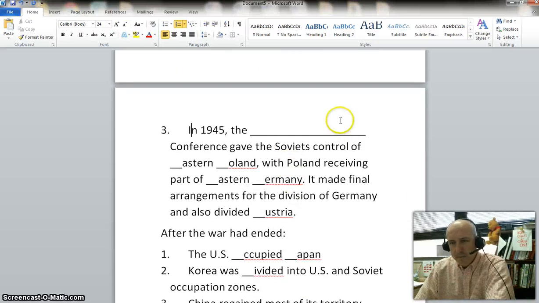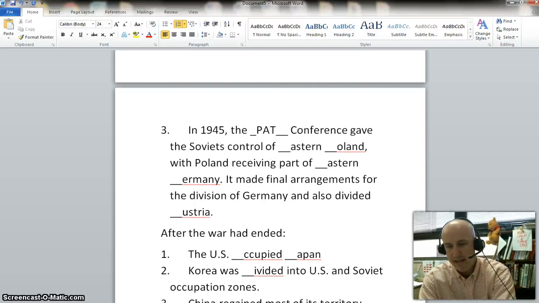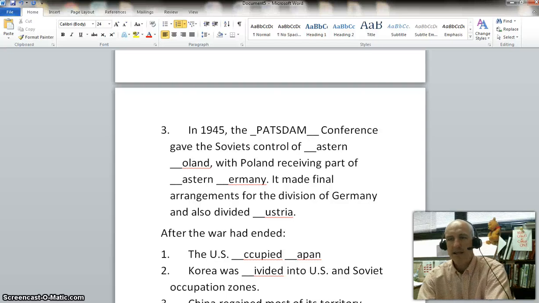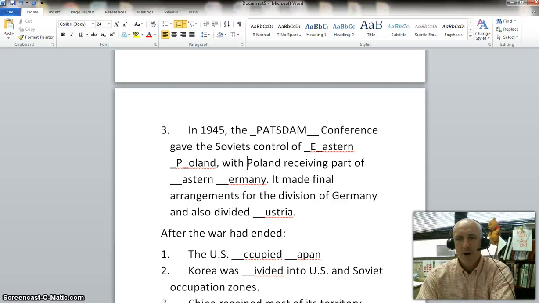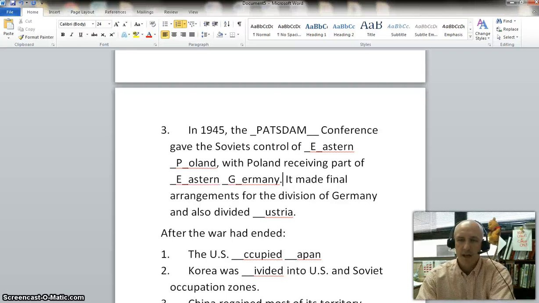Very good. Our next peace plan is going to be at what's called the Potsdam Conference. It gave the Soviets control of Eastern Poland. The Polish don't like that. With Poland receiving part of Eastern Germany. So Poland gave up a little bit to Russia, but got a little bit from Germany. It made final arrangements for the division of Germany and also divided Austria. Okay, there's your Potsdam Conference.